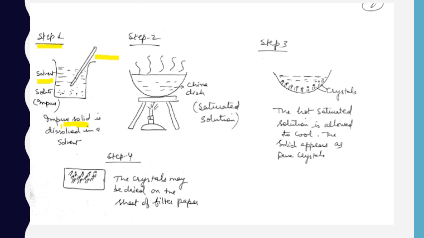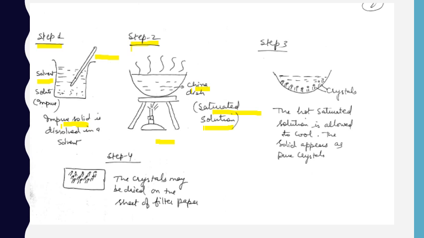Then this solution goes to step 2, where we take a china dish. We transfer the solution into the china dish, and there is a burner at the bottom. We start heating the solution and keep adding solid in this china dish until a hot saturated solution is formed. So that is step 2. We have to make a hot saturated solution.